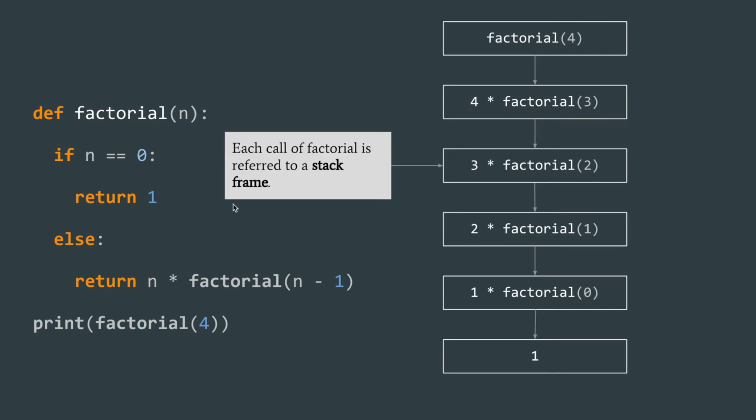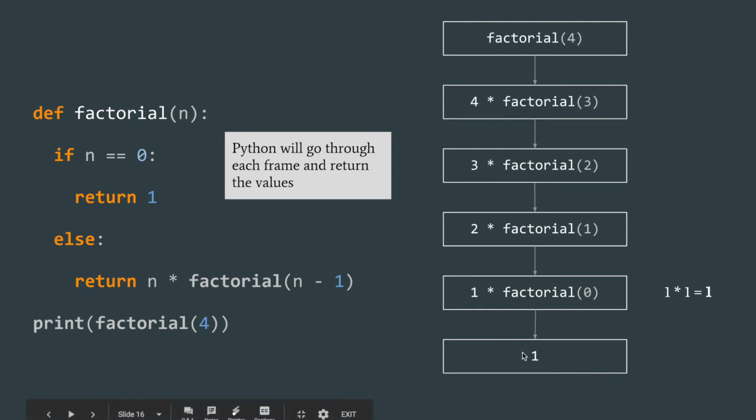So then, each call to this function is called a stack frame. And what Python is going to do is it's going to go through each stack frame and return the value. So the factorial of 0 is 1. So it's going to jump up to this previous frame. 1 times 1 is 1. The factorial of 1 times 2, we know that this evaluated to 1, so we're going to plug that value in right here. So 2 times 1 is 2.